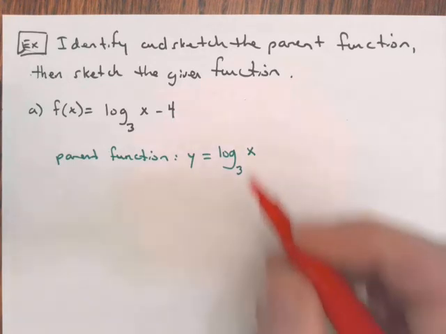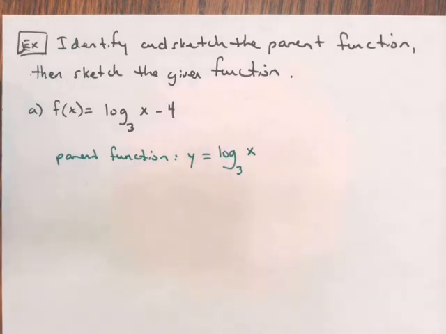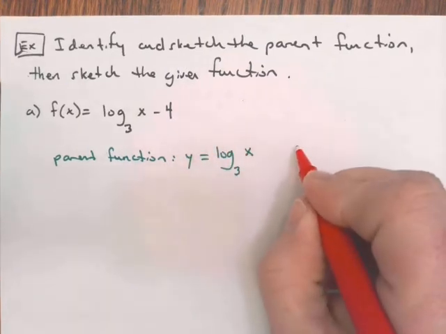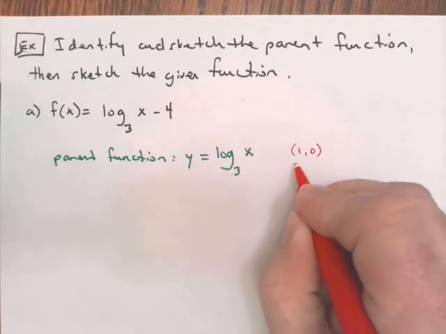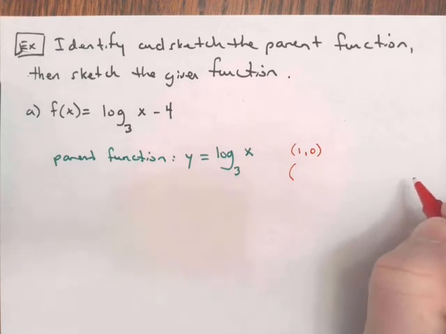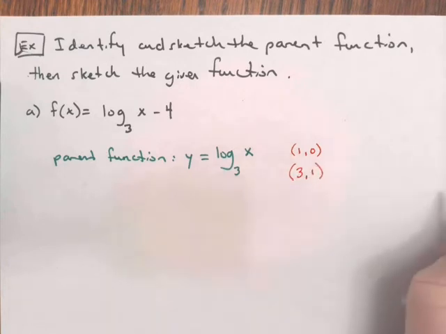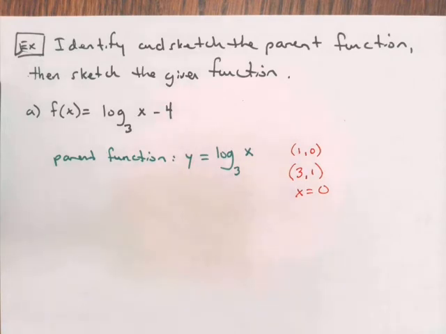From there, you should be able to come up with a couple of characteristics from the graph. In the video where we introduced graphing logarithmic functions, we said that all parent function log graphs have an x-intercept at 1, so they go through the point 1, 0. Another point they go through is the base comma 1, and the base in this particular problem is 3. And then they also have a vertical asymptote right on the y-axis. The equation for that would be x is equal to 0.